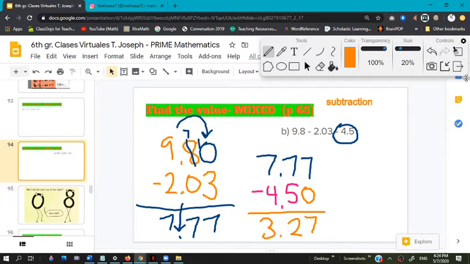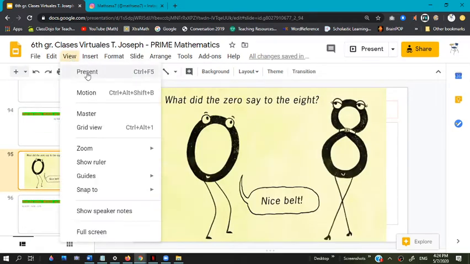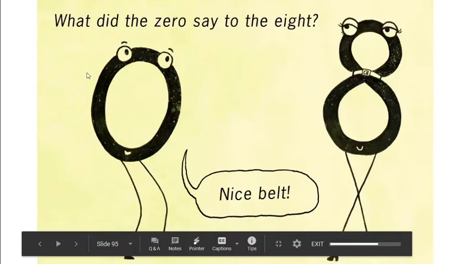Let's look at a math joke just to kind of clear the atmosphere a little bit. So let's pop that up. What did the 0 say to the 8? Nice belt.